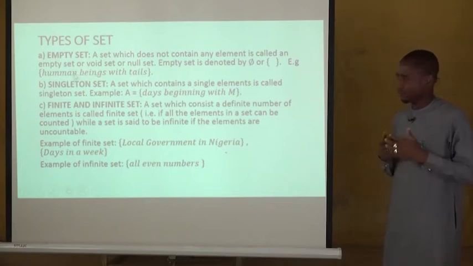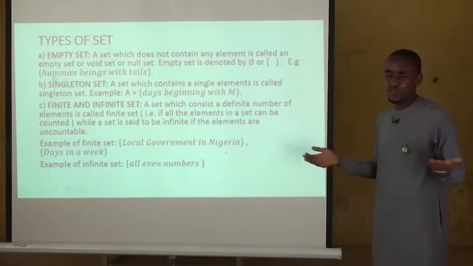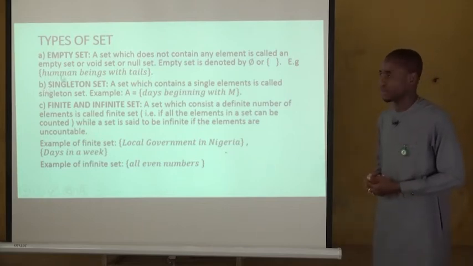Everyone can believe me that this set must be an empty set. When we say set of human beings with tails, we don't have any human being with tails. Therefore, the set is empty set.